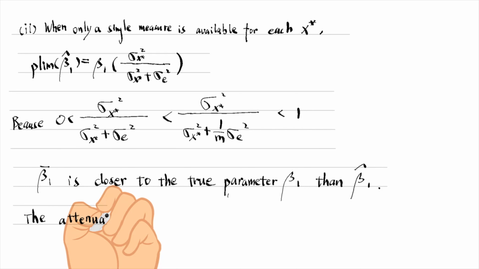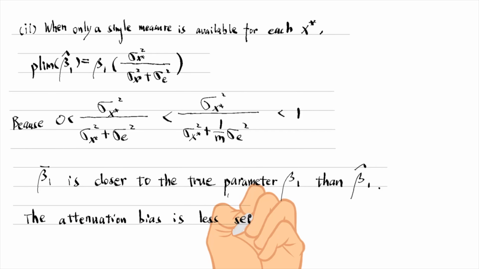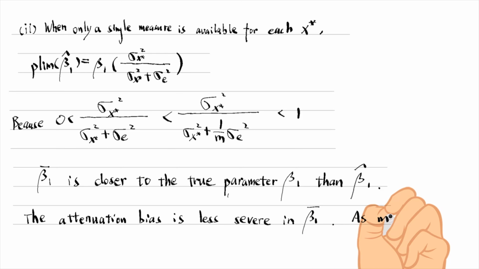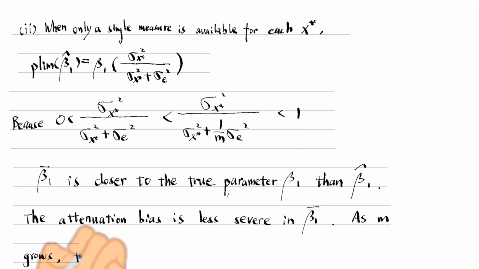The attenuation bias is less severe in beta 1 bar. In other words, having multiple measures for each individual helps alleviate the attenuation bias. As M grows, the bias becomes smaller.